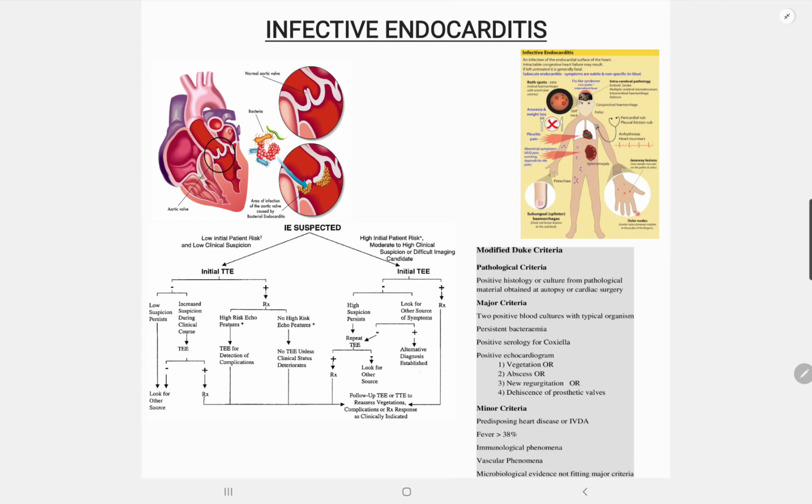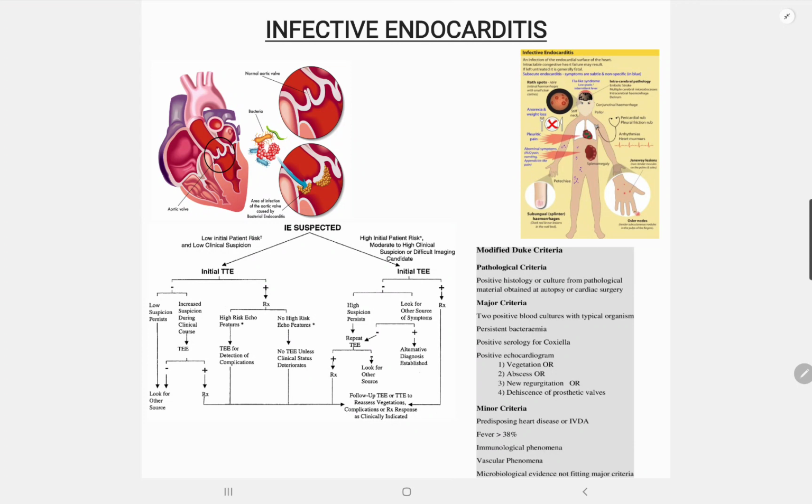echocardiography. And if the initial echocardiography is positive, then we weigh it as high risk echo features versus no high risk echo features. If there are high risk echo features, we move on to transesophageal echocardiography. If there are no high risk echo features, no transesophageal echocardiography unless clinical status suggests deterioration.